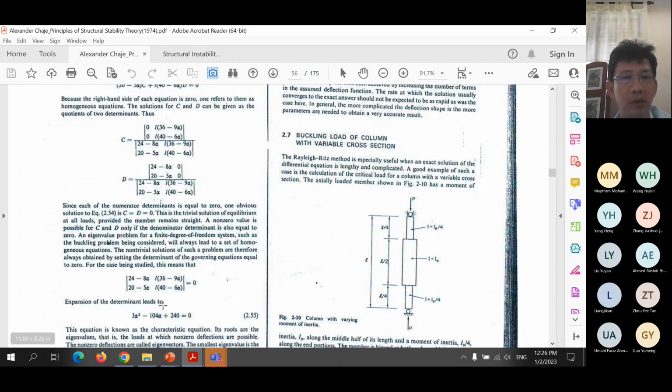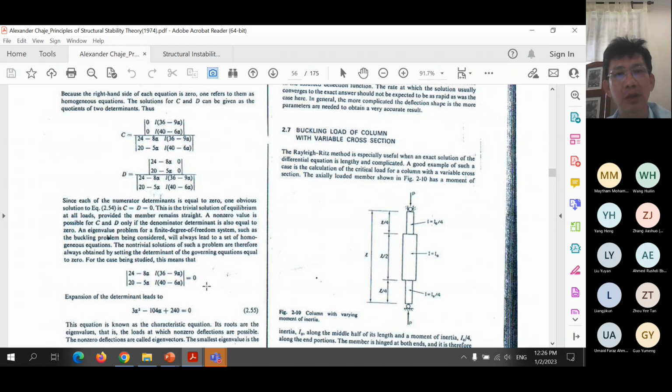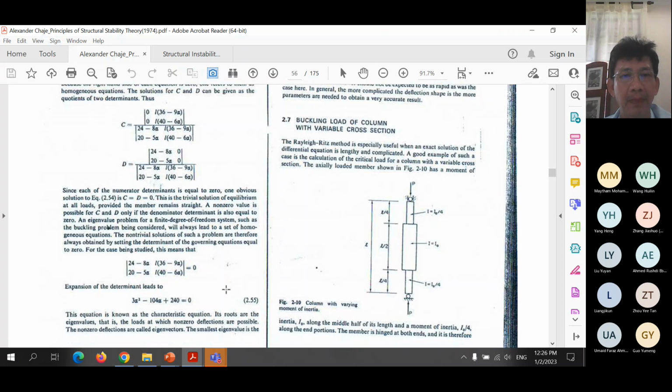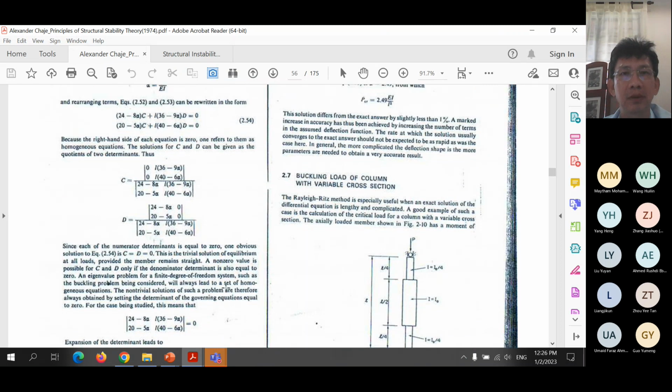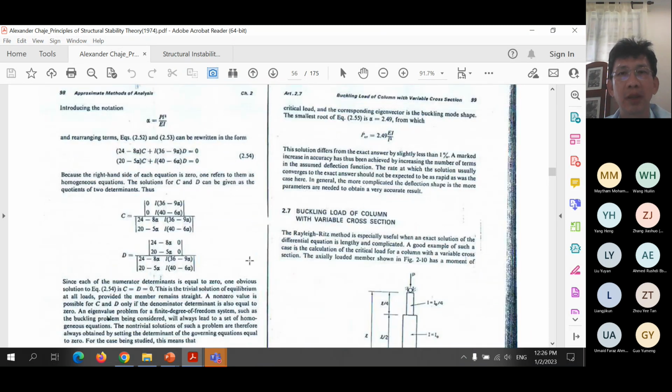So there are two solutions. We look for the lowest one, the lowest and the non-zero one. There are two solutions here, alpha square, so there are two solutions, these quadratic equations. We look for the non-zero and the lowest one, okay? And the solution we obtain from here is 2.49, okay? So P critical is 2.49 EI over L square.